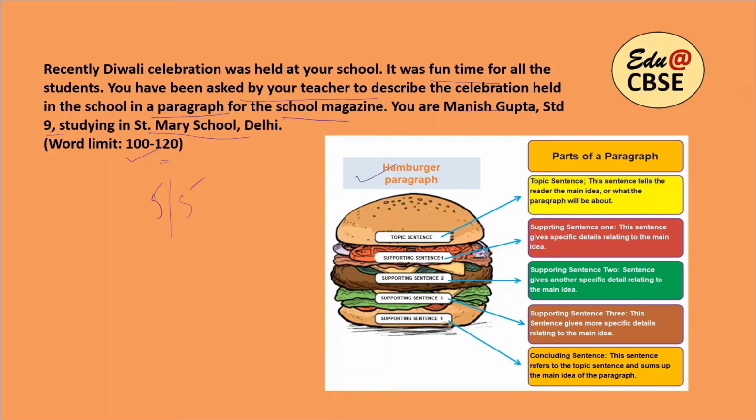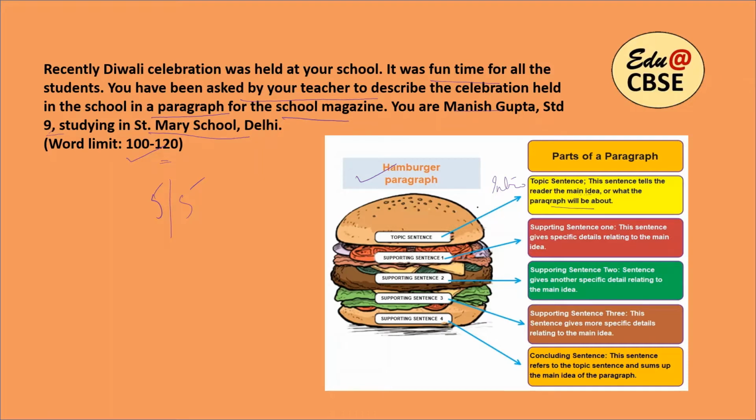Now what is it? So this top part, the top bun, it is the topic sentence. Topic sentence means your introductory sentence. So this is going to make your intro. The introductory sentence tells the reader the main idea, or what the paragraph is going to be about.